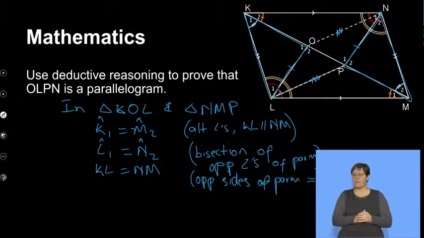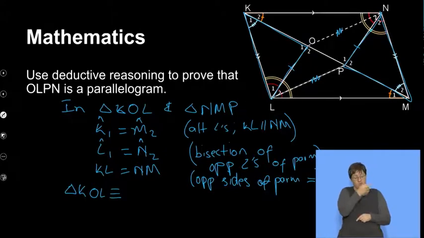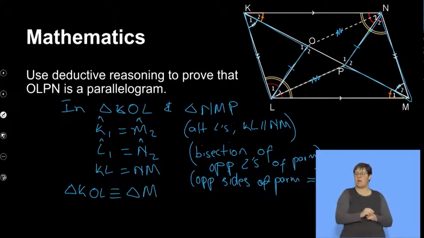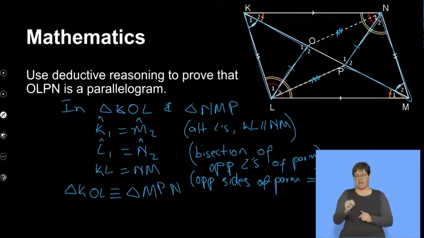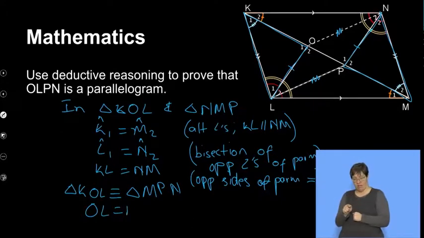So as a result, I will then say that triangle KOL is congruent to triangle. Now K goes with M, so I have it there, and then my L goes with N, so it will be the N there at the end, and then P, so MPN. So because of that, I will claim that OL is equal to NP, and this will be because of congruency.